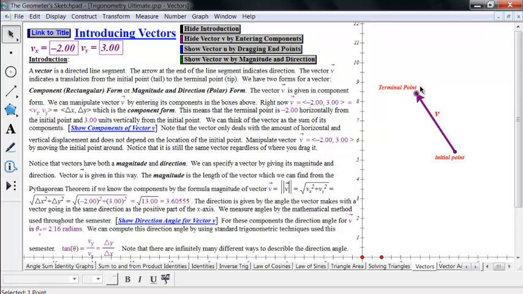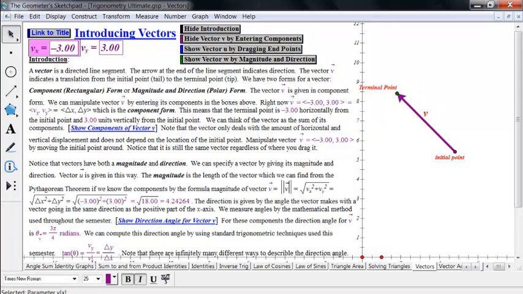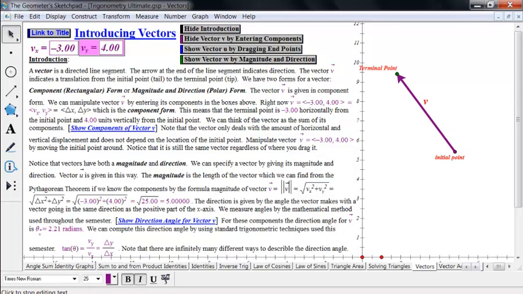There are two main forms that we're going to have for a vector. There's a component or rectangular form, and then a magnitude and direction, sometimes called a polar form, for a vector. So let's first look at the component form. Let's look at this vector v here. It's given by components, and this particular one is dynamic, so I can go in here and type a number. Let's make this -3, and then we'll make this 4. And so that determines the vector.